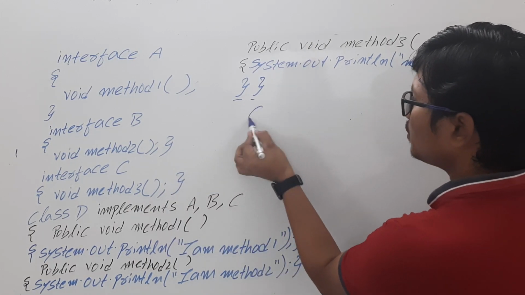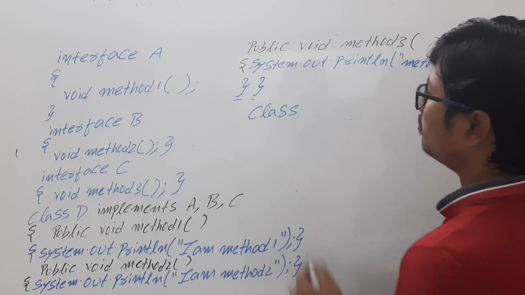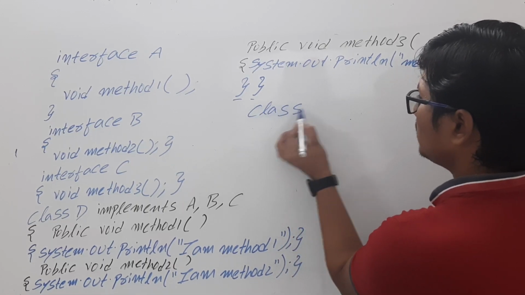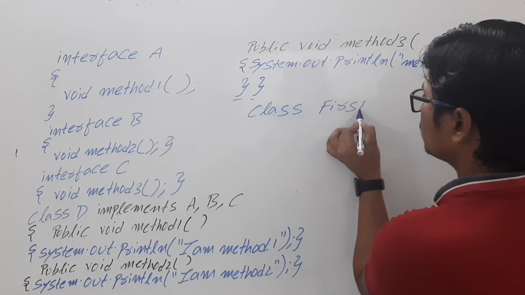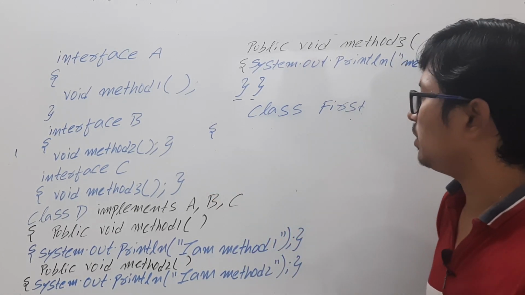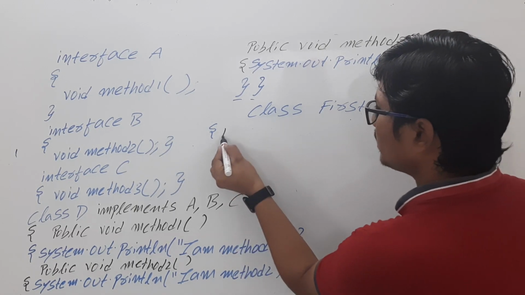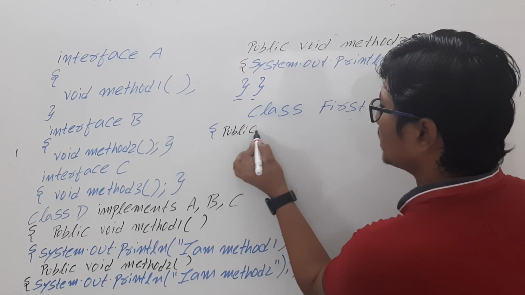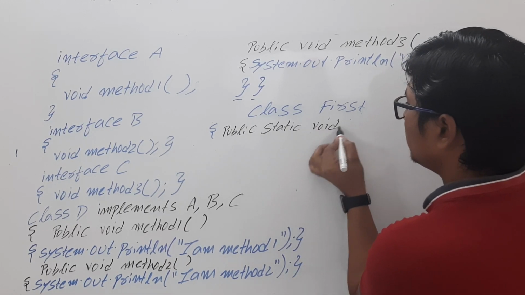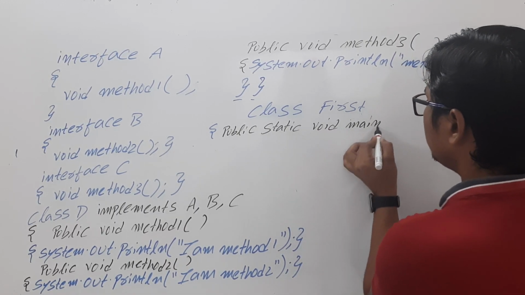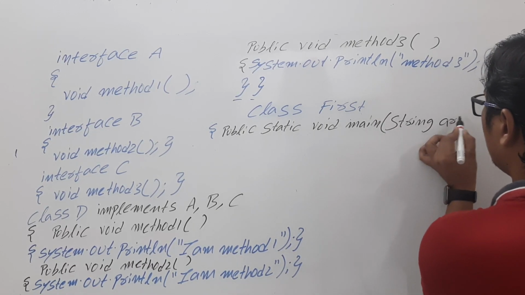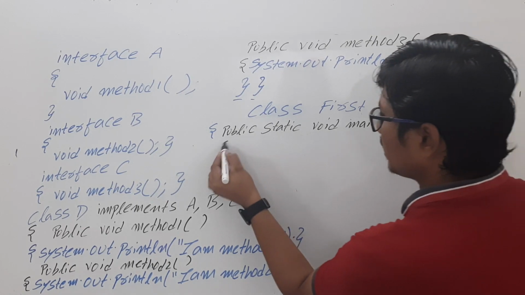Now what I will do, I will take one main class or the driver class. So I will write class, let me write simply first. You know that the file name should be first.java. Then here I will write the main method. So public static void main, and then I will write String args array.